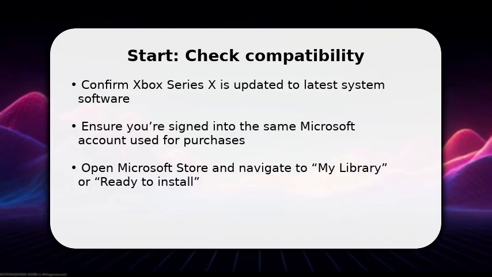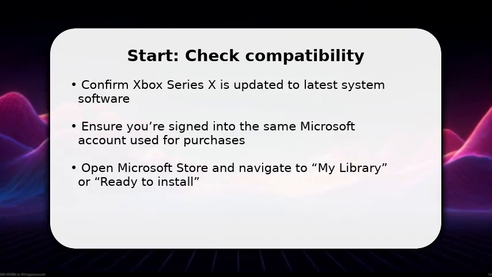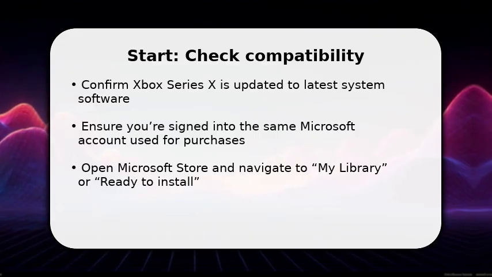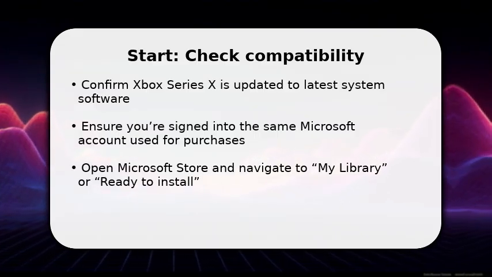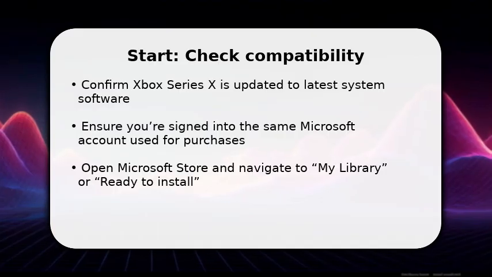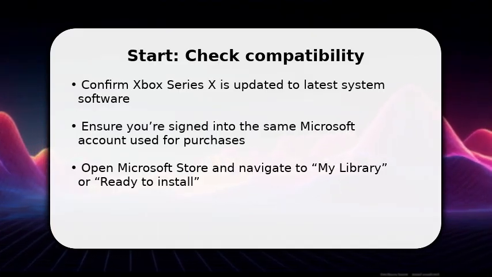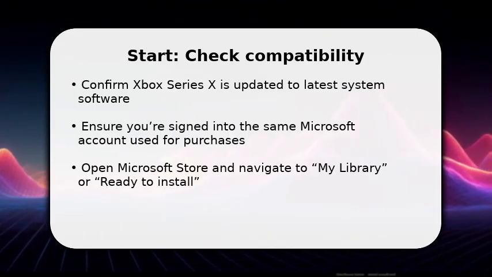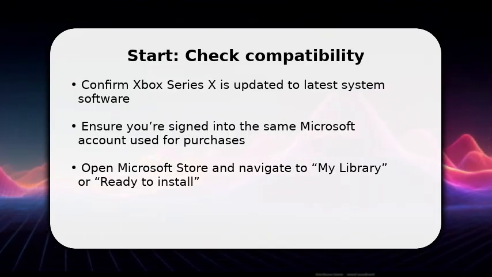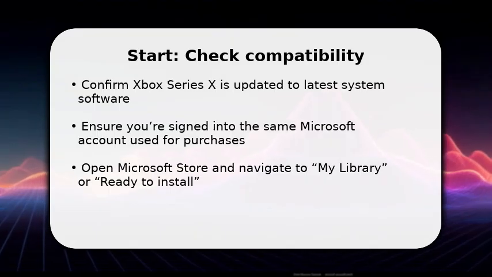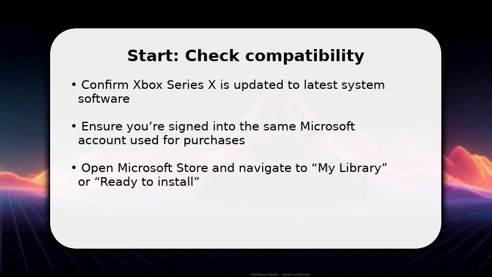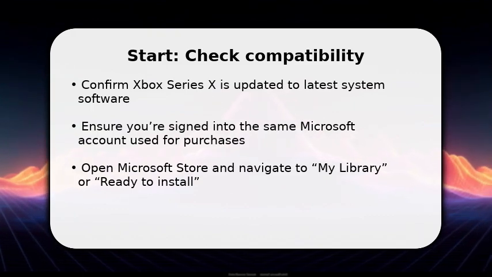You begin by verifying compatibility and access. Make sure your Series X has the latest system update so backward compatibility features work. Sign in with the Microsoft account that owns Xbox 360 titles. Once done, open Microsoft Store and go to My Library or Ready to Install. This immediately shows digital purchases eligible for download. Doing this first saves time versus searching individually. It also surfaces backwards compatible titles.